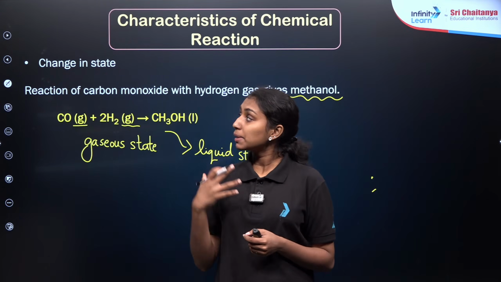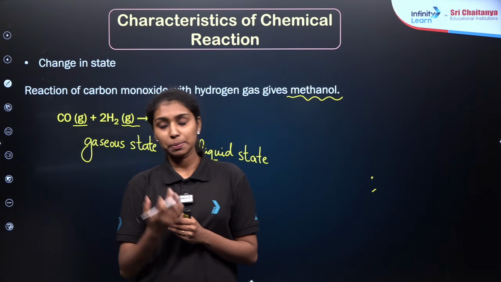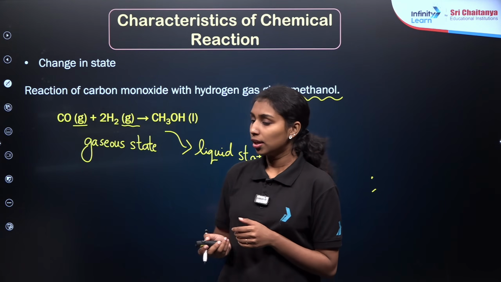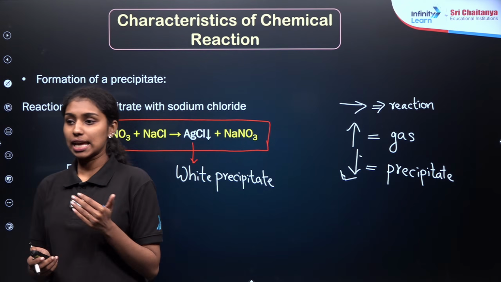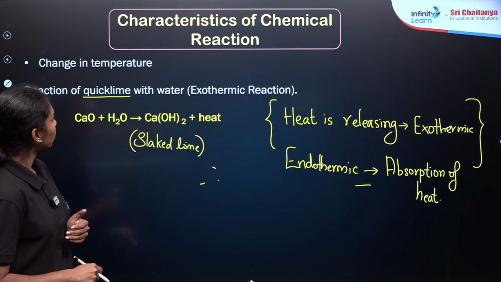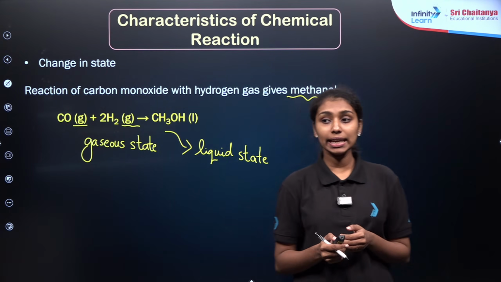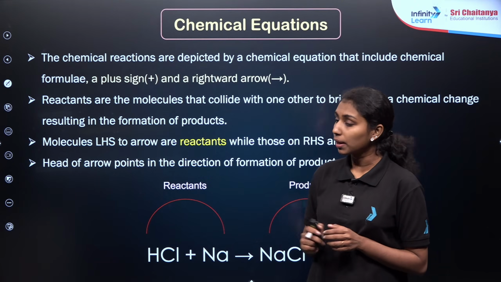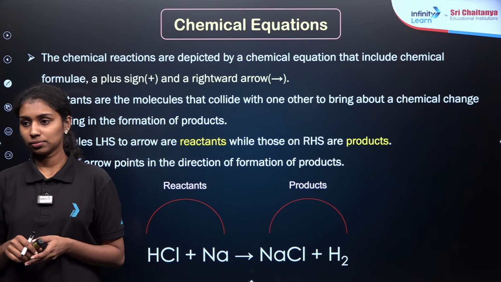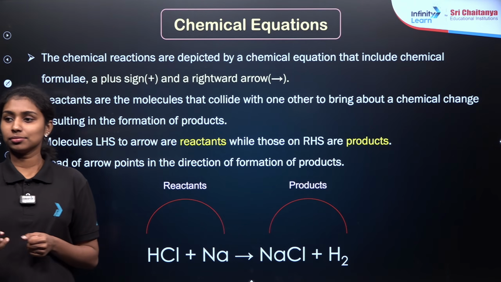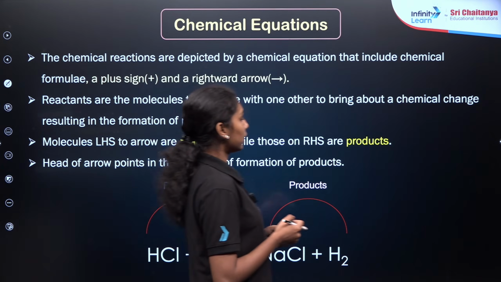Yes. So how we can explain a chemical reaction, whether it has a change in temperature, change in state, change in color, precipitate formation, or evolution of gas also, right? Evolution of gas also, we can say it is a chemical reaction. Now let us discuss how we can explain a chemical reaction in terms of a chemical equation. So how can we explain chemical equations?